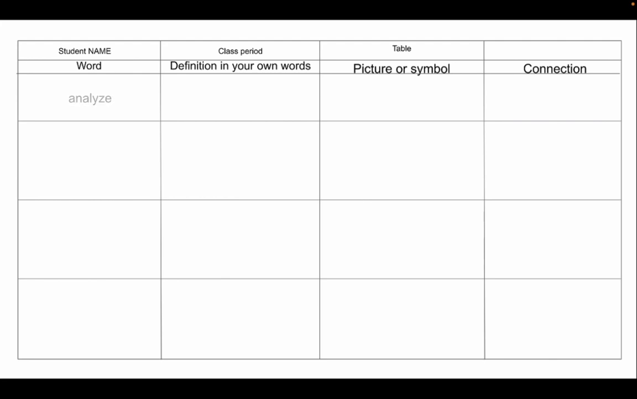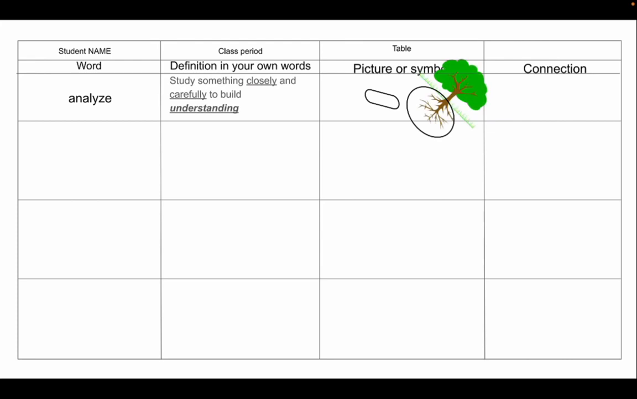So, let me give you an example. The word is analyze. The definition is to study something closely and carefully to build understanding. For me, I drew a picture of a tree where I was really magnifying and looking closely at the roots because you have to look at the whole thing and sometimes you're going to have to dig for it and work for it. That's the picture that best worked for me. If you don't like that definition or you don't like that picture, draw or write whatever makes sense to you, because if it makes sense to you, you're more likely to remember it.